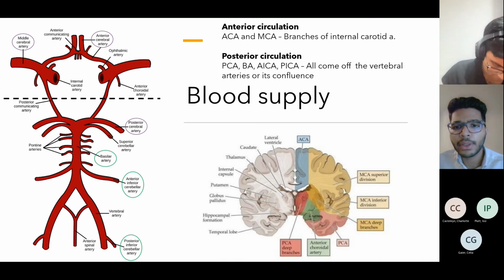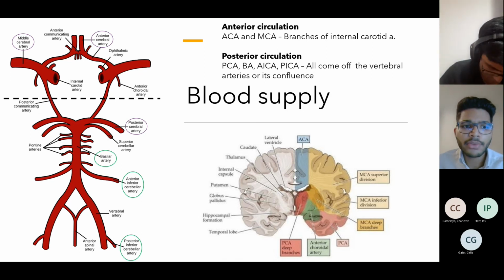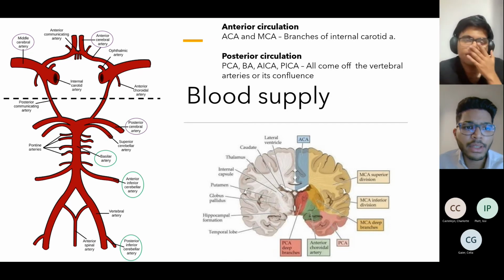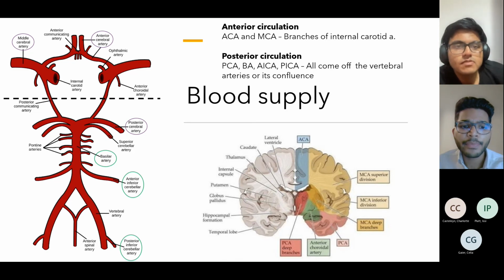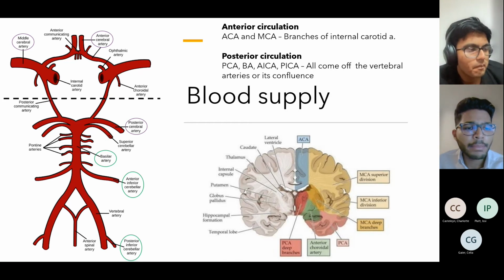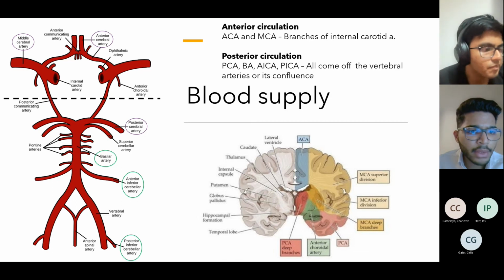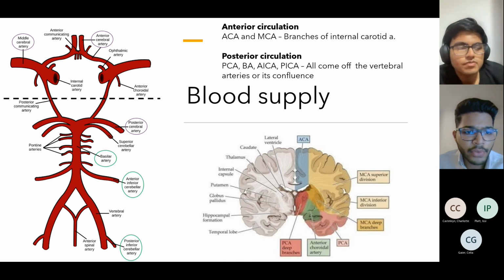The reason I put that there is because for the purpose of stroke, we split the brain circulation into the anterior circulation and the posterior circulation. So the anterior circulation is anything above that dotted line. It's the middle cerebral artery and the anterior cerebral artery, and these basically supply most of the cerebral cortex. And then everything below that, so the posterior cerebral artery, the basilar artery, the anterior inferior cerebellar and the posterior inferior cerebellar arteries, are part of the posterior circulation. And in the top right, I've just written that down.